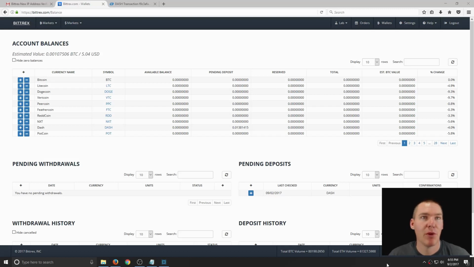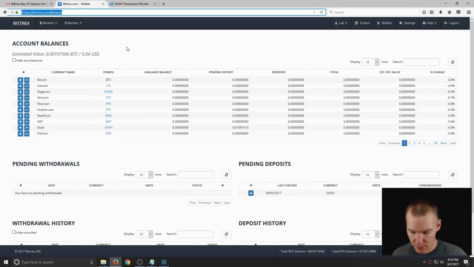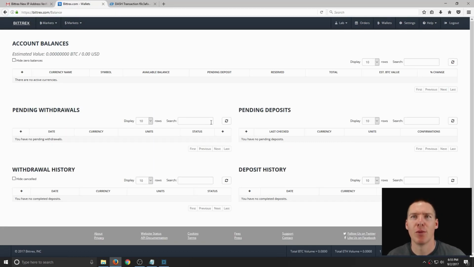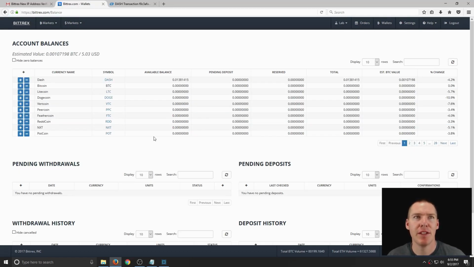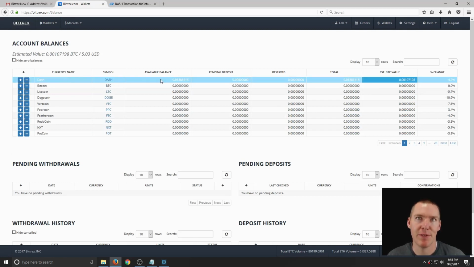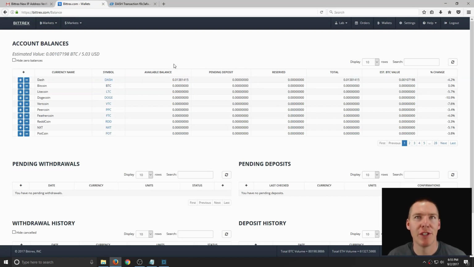Okay, so it's been about 30 minutes now. I'm just going to refresh this page by clicking the URL, hitting enter, and we'll see if that deposit is available. So it is. It's available now. Dash available balance. So I have about $5 worth of Dash in my newly created Bittrex account.